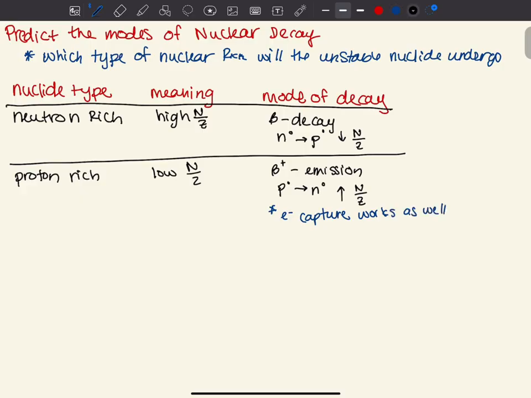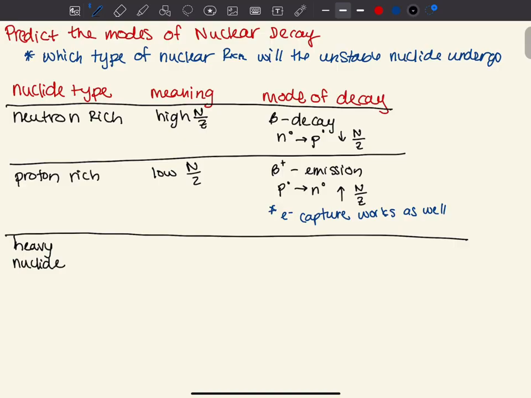And then finally, we have heavy nuclides. And so if you have a heavy nuclide, your Z is greater than 83, and it will always undergo alpha decay. And that is because that's the best way to reduce both the protons and neutrons. It's a way to just get rid of a bunch of stuff.